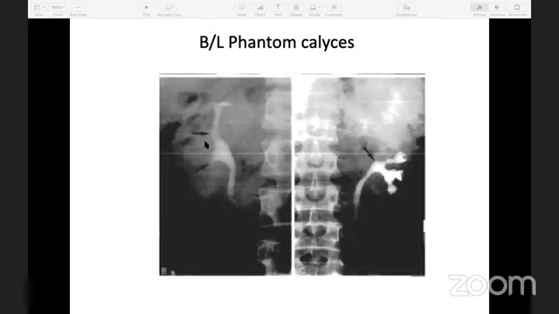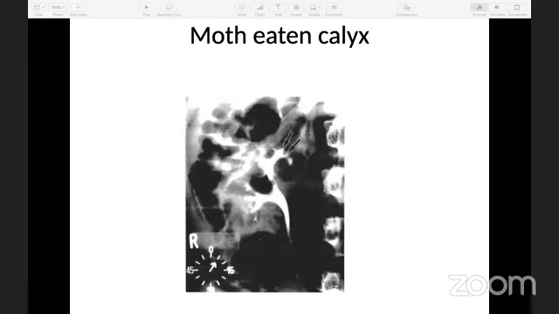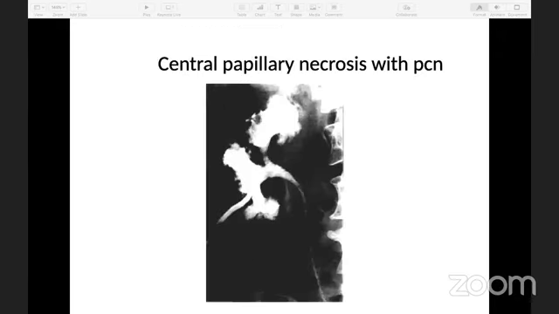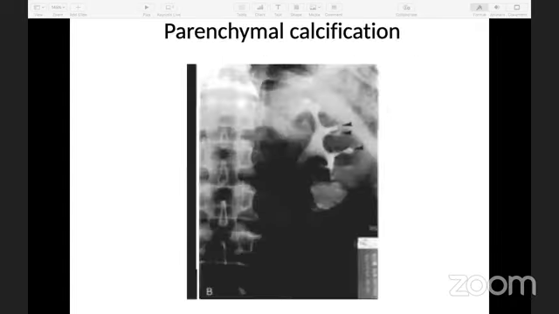Bilateral phantom calyx in a patient with GUTB. Mouth-eaten calyx due to tuberculosis. Central papillary necrosis in a patient with tuberculosis. Parenchymal calcification at the lower pole due to tuberculosis. Now, despite anti-tubercular therapy, increasing parenchymal calcification is an indication for partial nephrectomy.